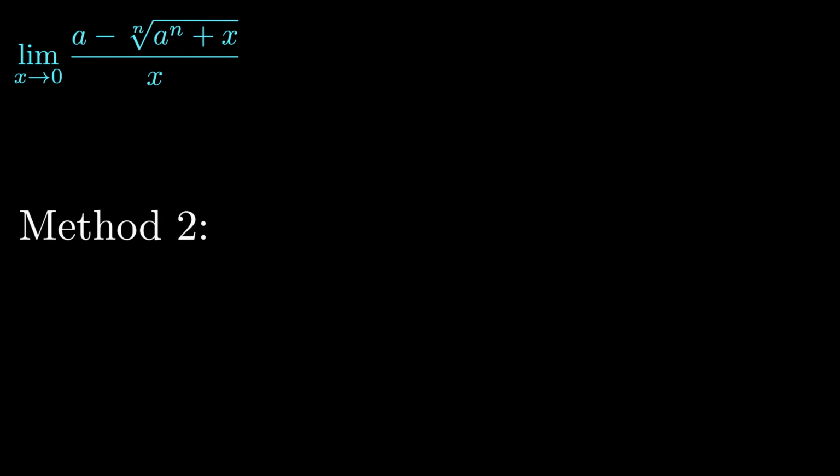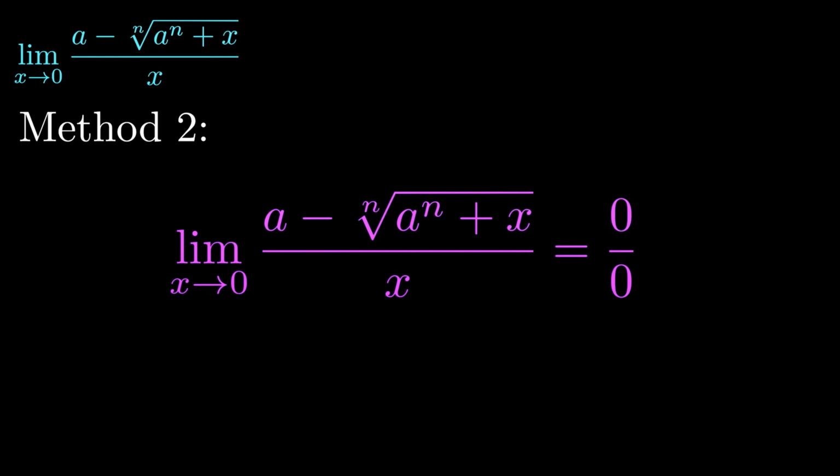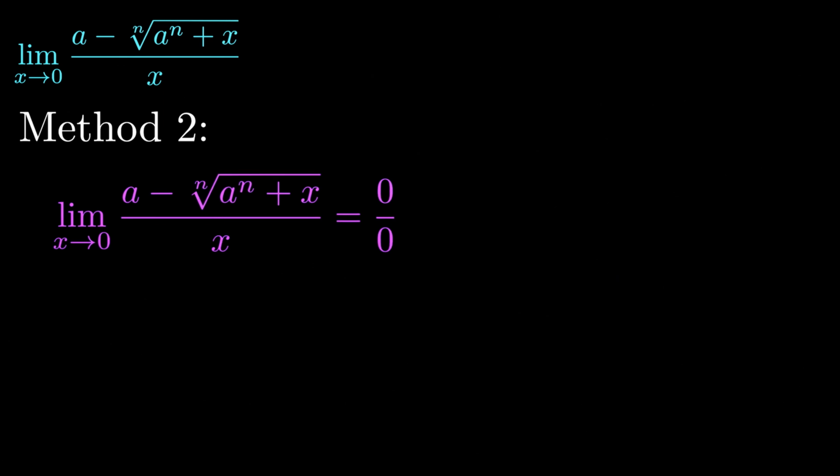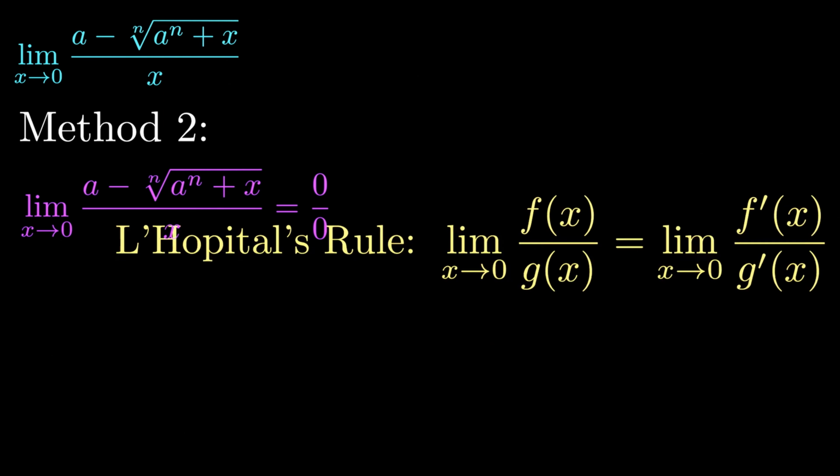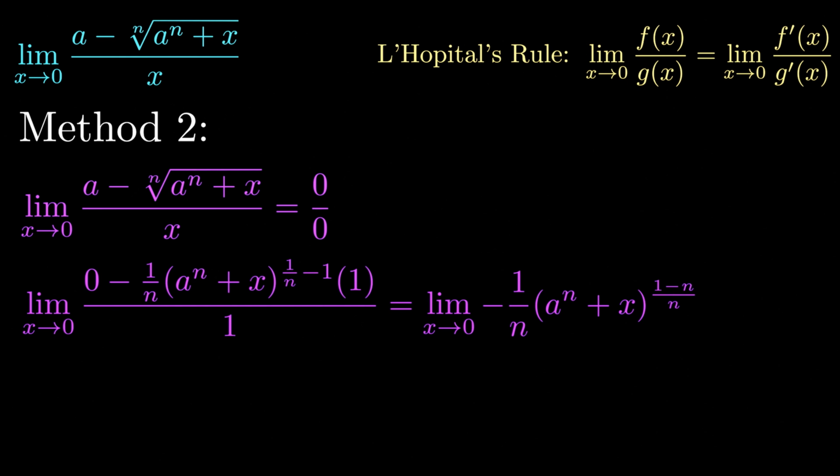Now on to method 2. If we let x tend to 0 in the numerator and the denominator, we have a limit of indeterminate form 0 over 0. And we can use L'Hopital's rule, which was stated for our specific problem, to solve this limit. Now to take the derivative of the numerator, we have to use the chain rule and the power rule. So we have 0 minus 1 divided by n multiplied by a raised to n plus x, all raised to 1 divided by n minus 1, multiplied by 1, divided by the derivative of the denominator, which is just 1.